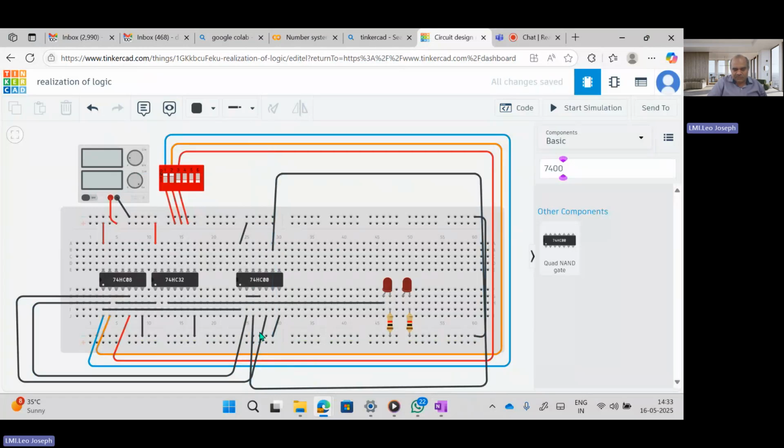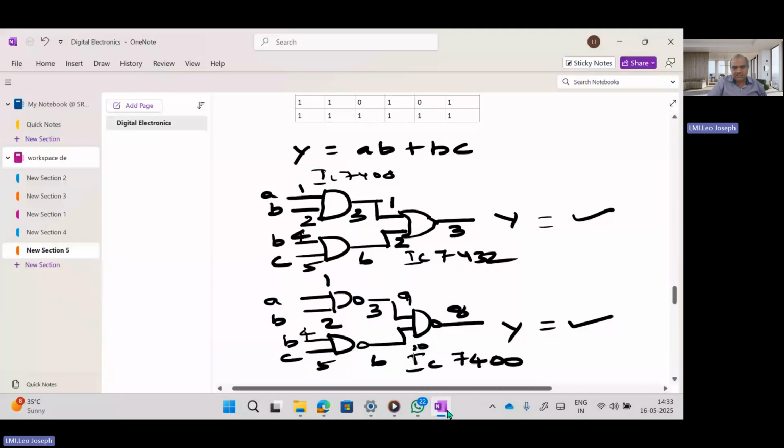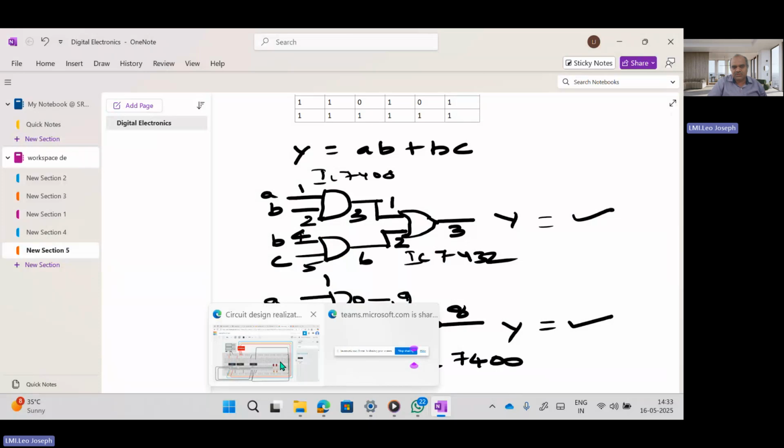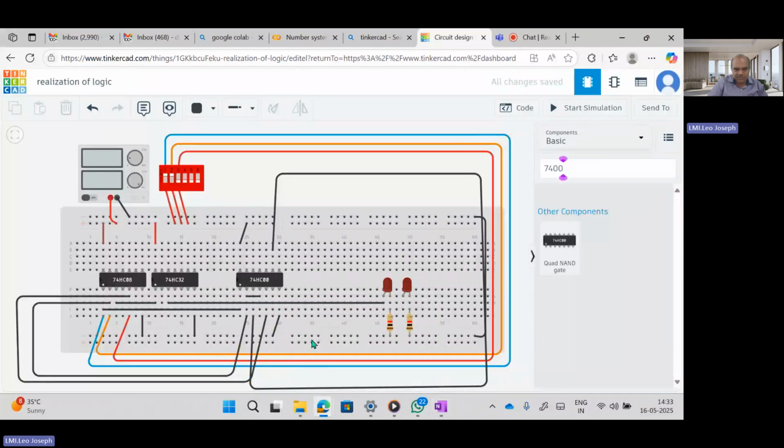And then, once again I will check: third pin to ninth pin, sixth pin to 10th pin. Sixth pin to 10th pin means from the sixth pin, I am taking one more wire and doing the same thing. Here I am doing it from the top, this is 8, 9, and then I am connecting it to the 10th pin. So this is my 10th pin, and finally the 8th pin will be my final output.